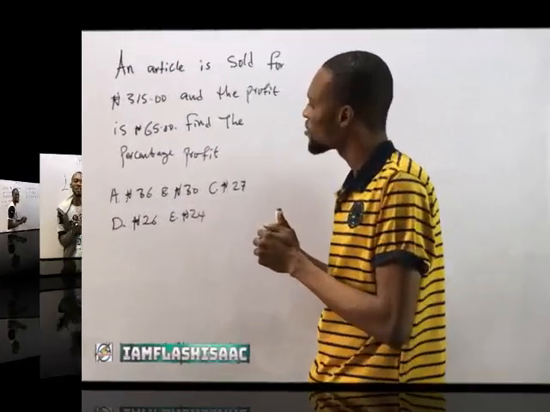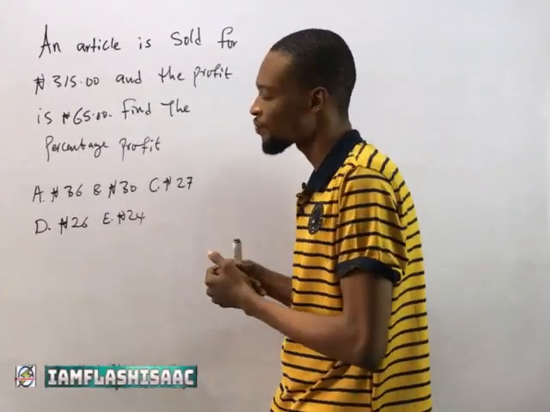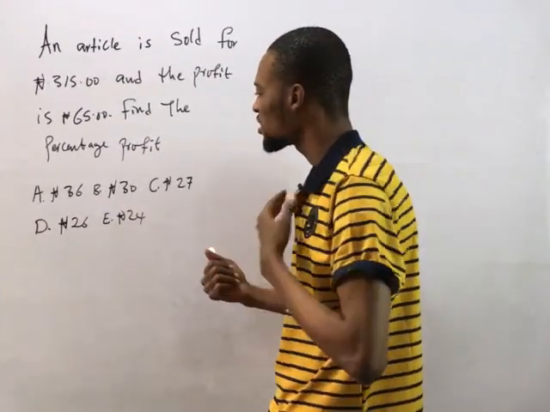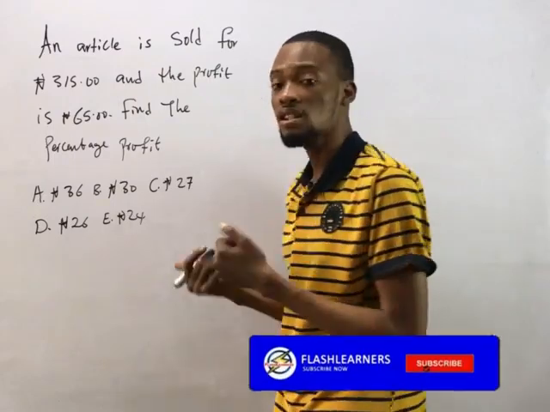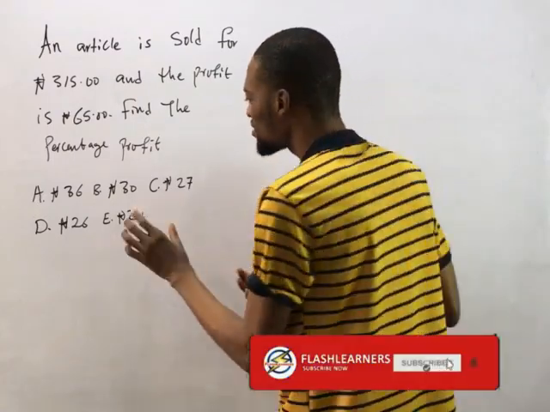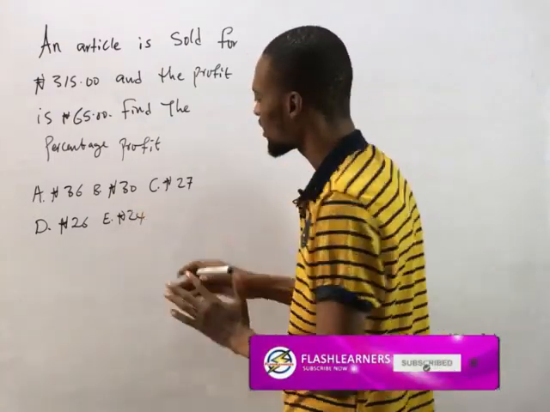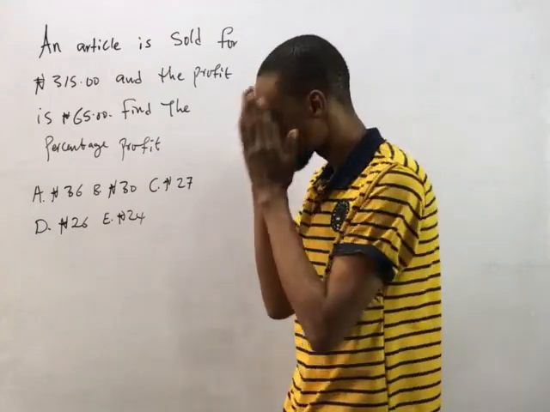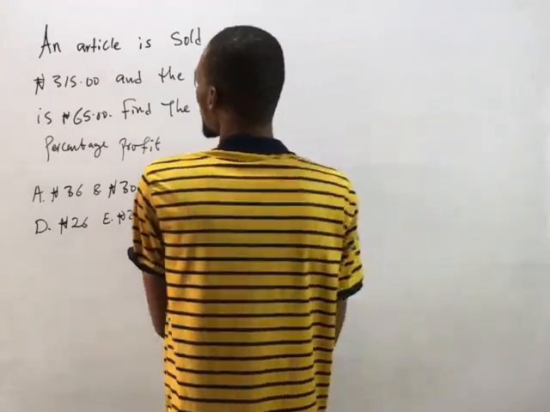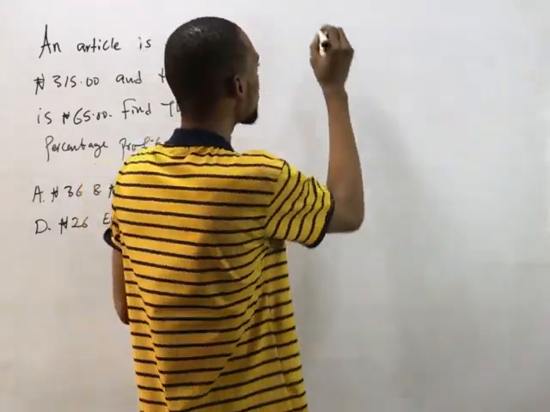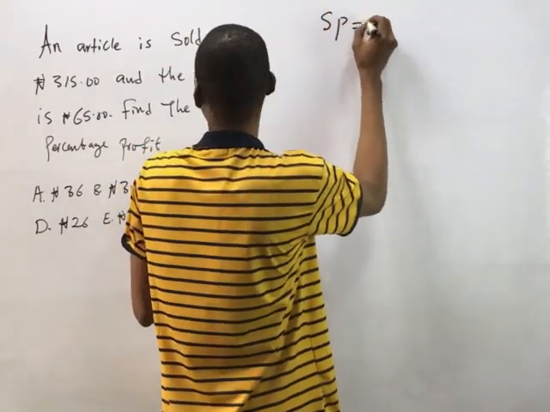65 naira. Find the percentage profit. A, 36 naira. B, 30 naira. C, 27 naira. And D, 26 naira. Then E, 24 naira. Look at it. It's sold. The selling price is how much?